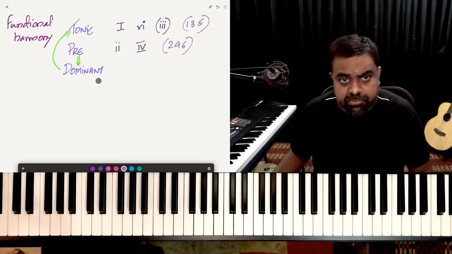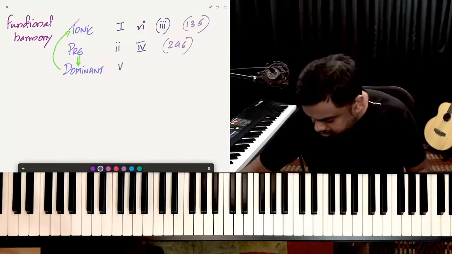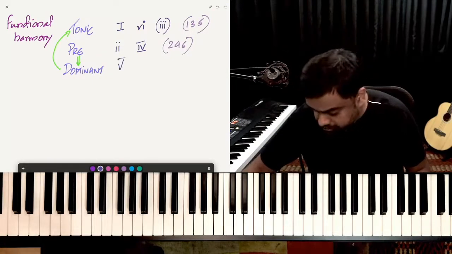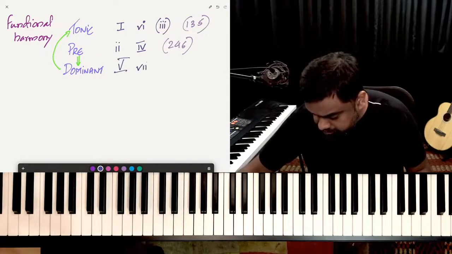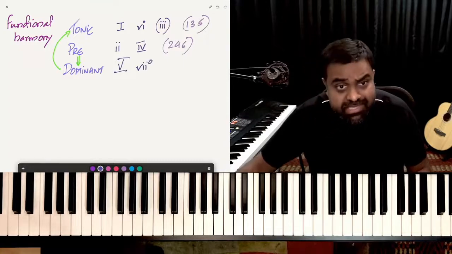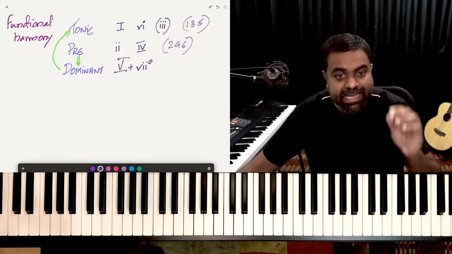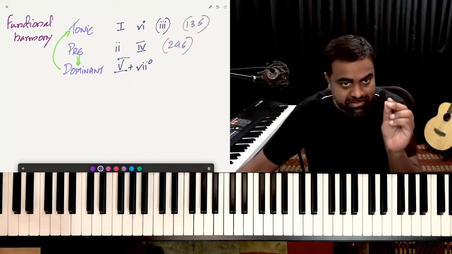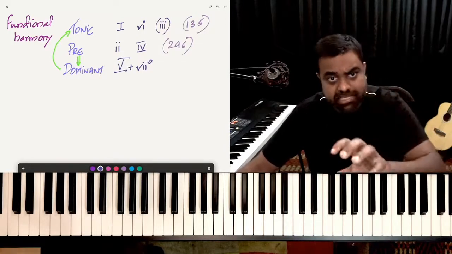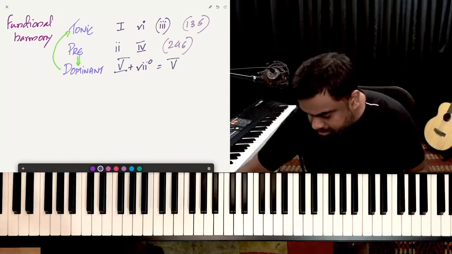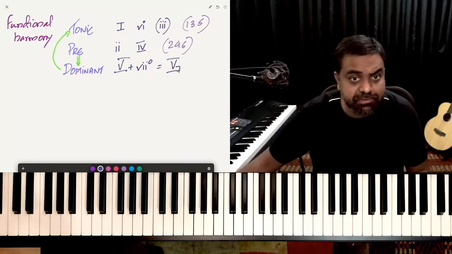Okay. And last but not least, you have the dominant chords, which are 5, or you have the 7 diminished. Another nice way to look at this, if you think about it, 5 plus 7. I'm just adding up the notes of the 5th chord and the 7 diminished. You actually get a bigger 7th chord. You get this 5, 7.